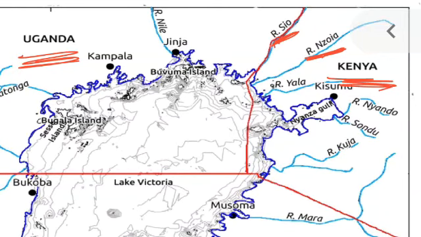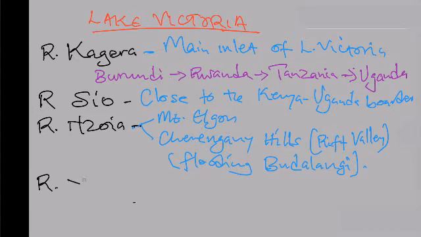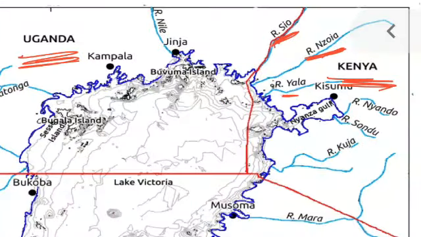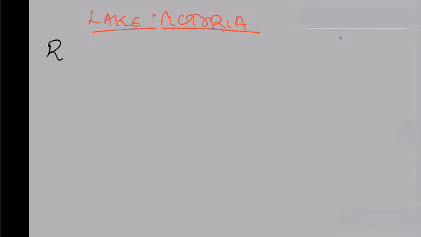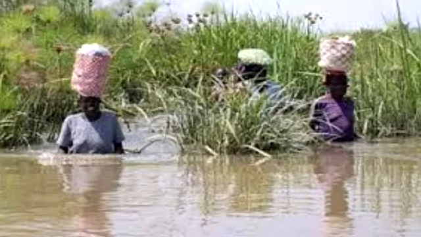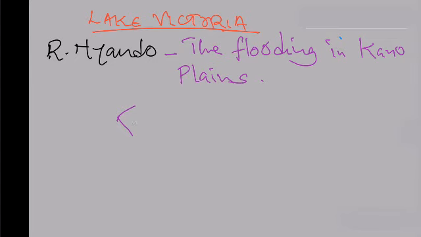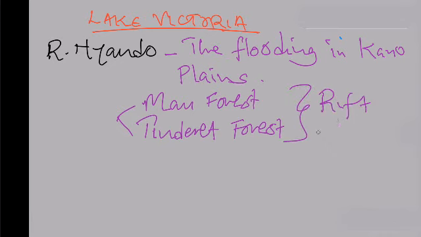Another river is River Yala. Now River Yala comes from the Nandi escarpments, and then it enters the lake through the Winam Gulf. Apart from River Yala, we have River Nyando, because this is a common river, bearing in mind the floods in Nyando. This is a river you know very well. So River Nyando comes from the two forests mostly found within the Rift Valley, that is the Mau forest and the Tinderet forests.